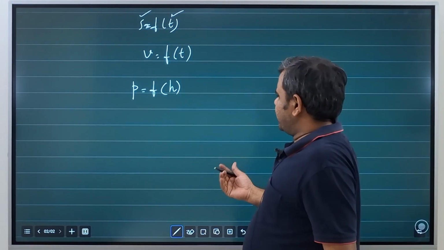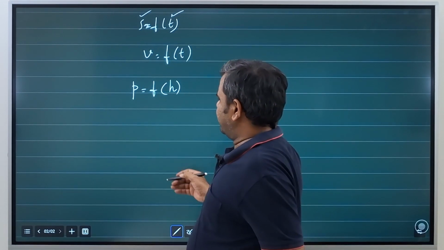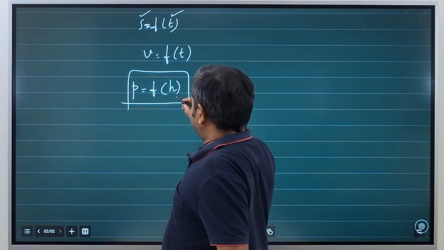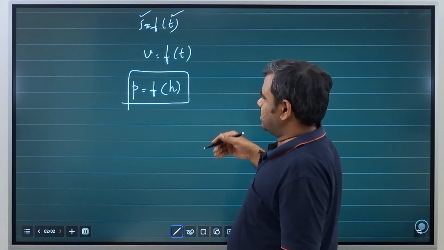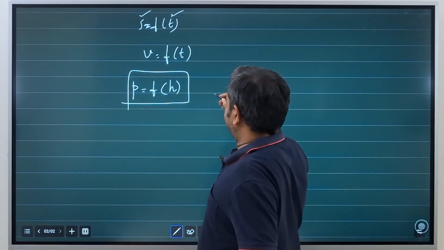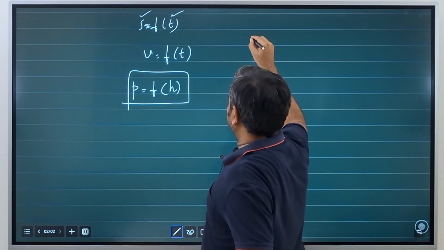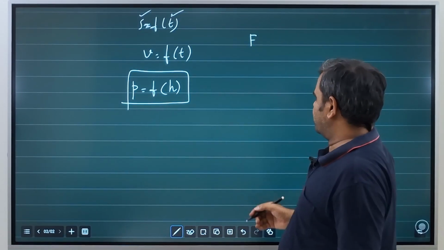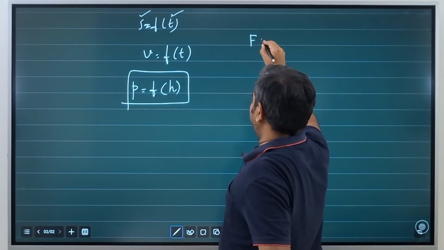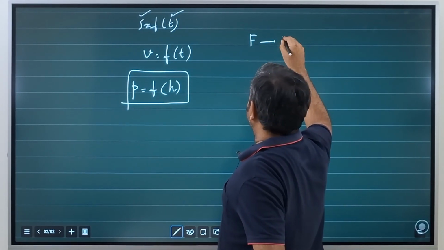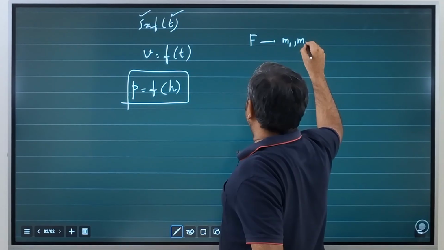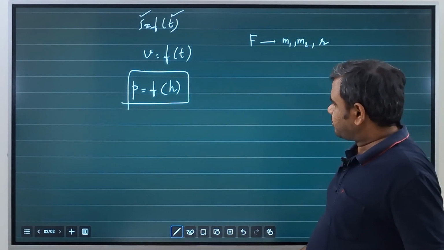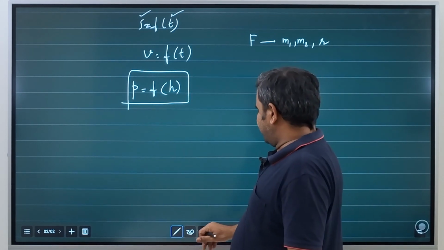So like this, physical quantities are interdependent. Physical quantities change as some other physical quantities change because they depend on one another. For example, if you take one more example, gravitational force between two particles of masses m1 and m2 depends on masses of the two particles and also separation between the two particles. Like this, many physical quantities are interdependent.